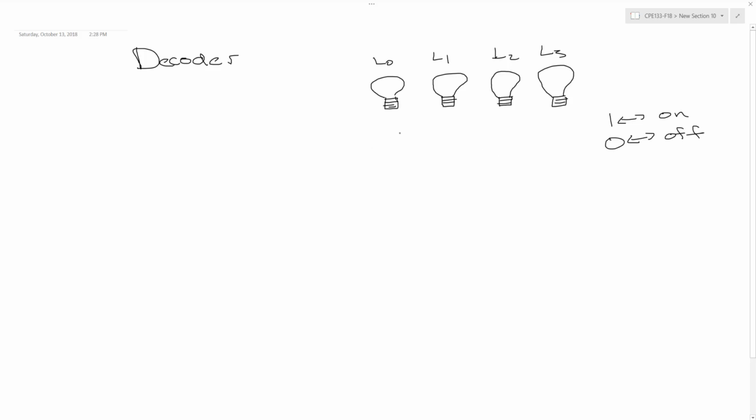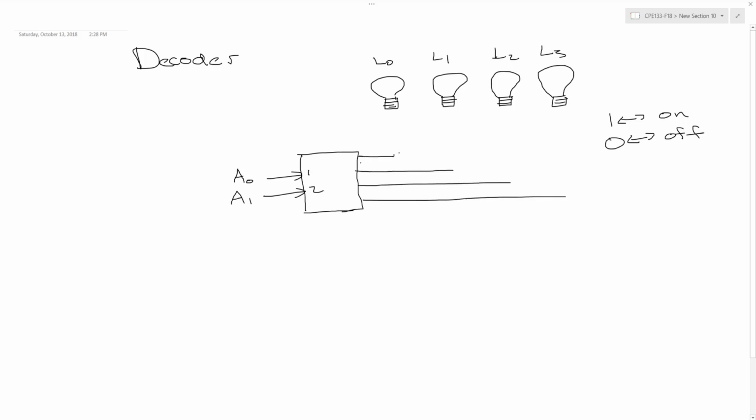That means I'm going to need at least 2 bits of input to control which of the 4 light bulbs turns on. And I have 1 output for each of the light bulbs. This is a standard decoder. When the inputs A0 and A1 are both 0, light bulb 0 will turn on. I have a 1 on output 0, and the other 3 outputs are all 0.